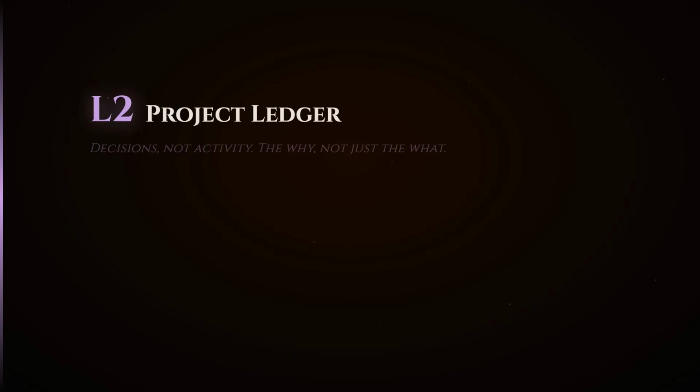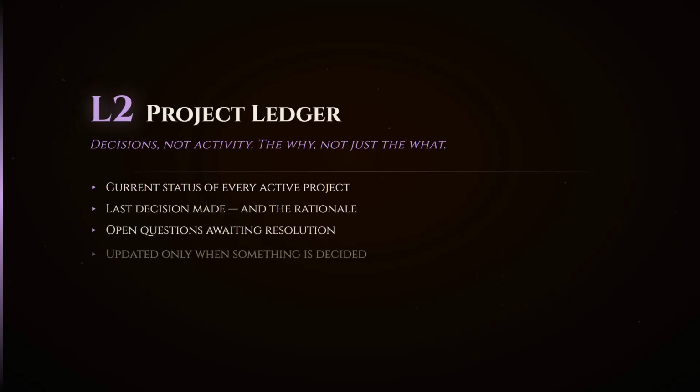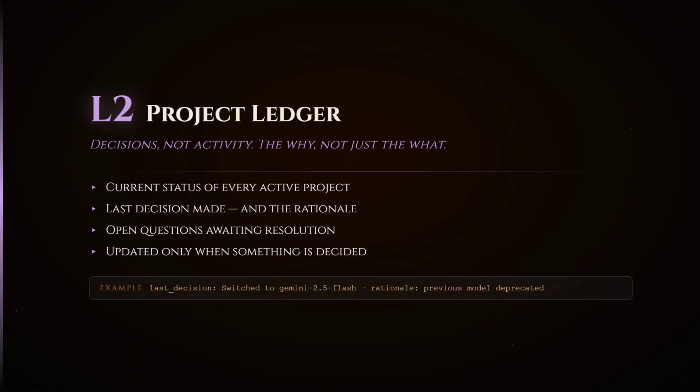Then there's the project ledger. It has decisions, not activity, the why, not just the what. It understands what's going on in real time, what has happened, and the direction you're going in. So the current status of every active project, the last decision made, and the rationale for that decision. The open questions which have yet to be answered. And these are all updated only when something is decided.